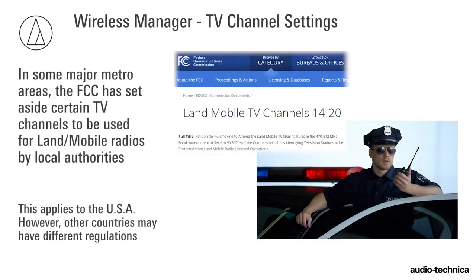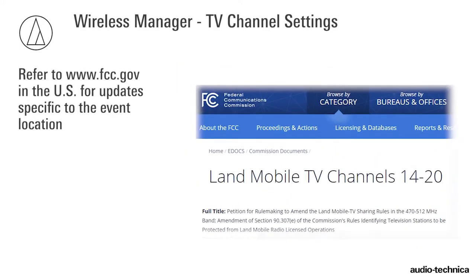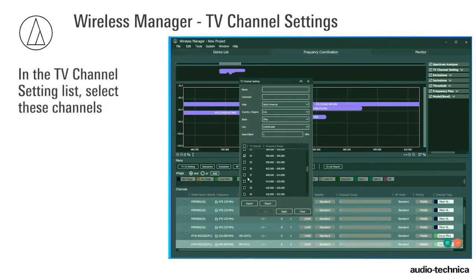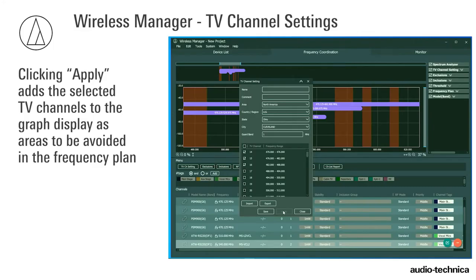In some major metro areas, the FCC has set aside certain TV channels to be used for land mobile radios by local authorities. Refer to www.fcc.gov for updates specific to the event location. In the TV channel list, select these channels. Clicking Apply adds the selected TV channels to the graph display as areas to be avoided in the frequency plan.